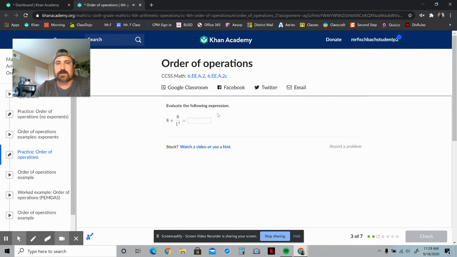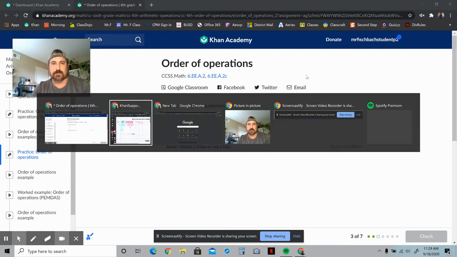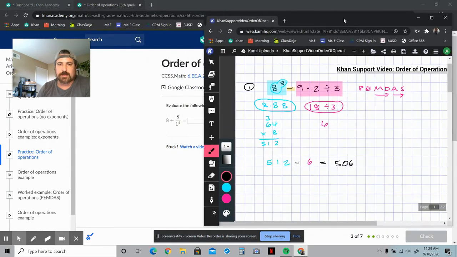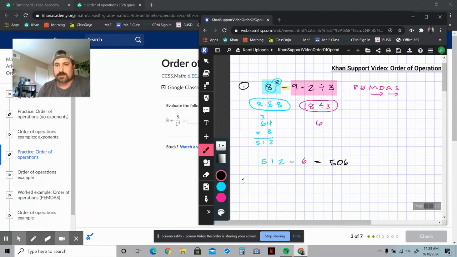It says evaluate the following expression, 8 plus 8 over 1 to the 4th. So let's just take a look at this one. Bring back my little notes here. So the second one we're going to do here is this one. It's 8 plus 8 over 1 to the 4th. So let me write that out. 8 plus 8 over 1 to the 4th power.